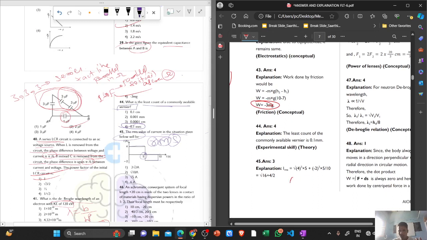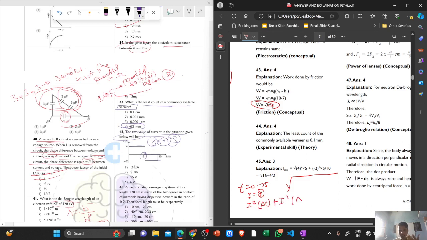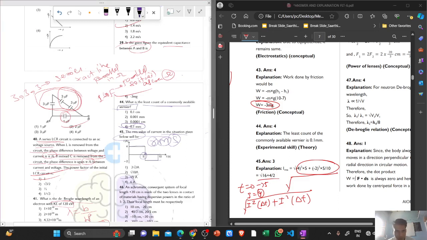by putting it here. You can simply calculate it: from t equal to 0 to 5 seconds the value is 4. So you can average it out: I square will come out times delta t, that will be 5 seconds, plus again I square will come out times delta t. Taking root of it, put the values and get the value. The option will be the third option, root 5, is the correct answer. It's simply a graph based question.